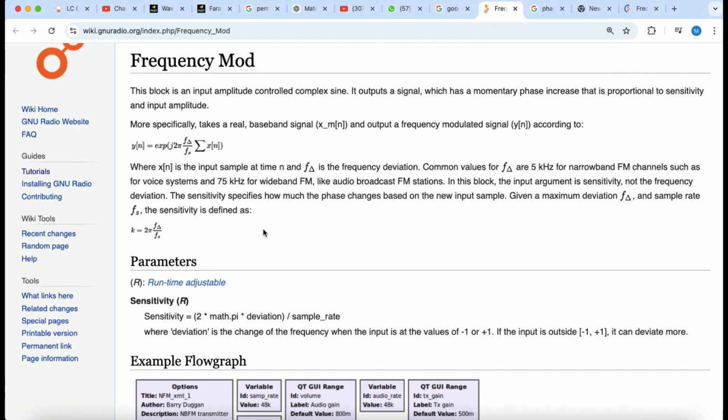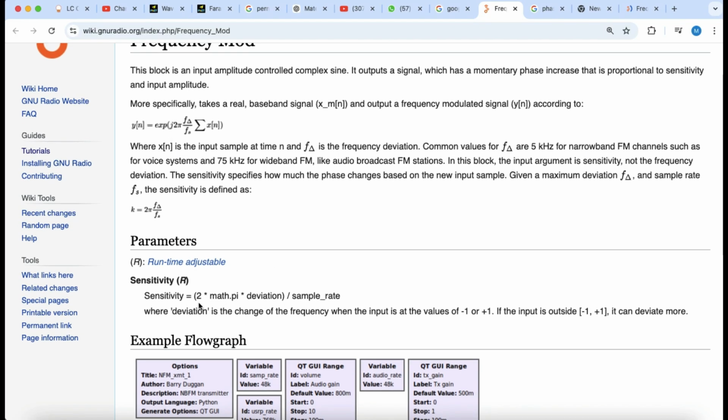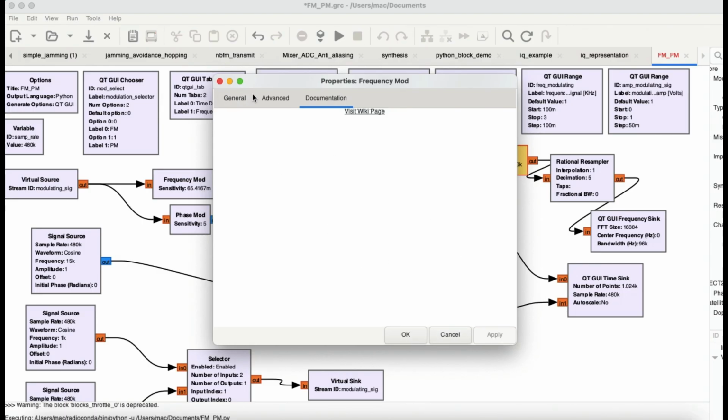If you look at the documentation, I think I already have it open here. Alright, so the documentation for sensitivity is 2 times pi times deviation, whatever deviation you're setting, divided by sample rate. A common value for frequency deviation is 5 kilohertz. That's why I've chosen this as the default value of 5 kilohertz, and you can go up to 75 kilohertz for wideband FM. Alright, so this is what this value is.